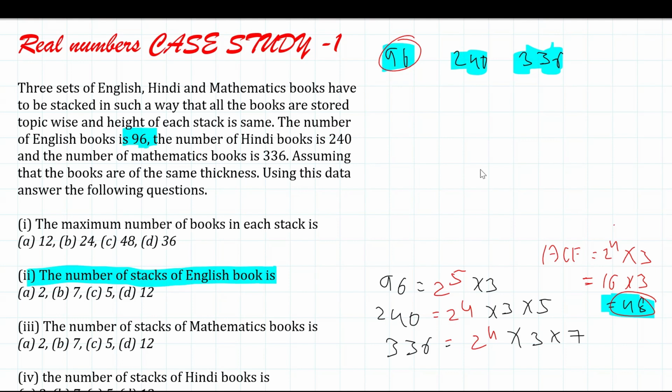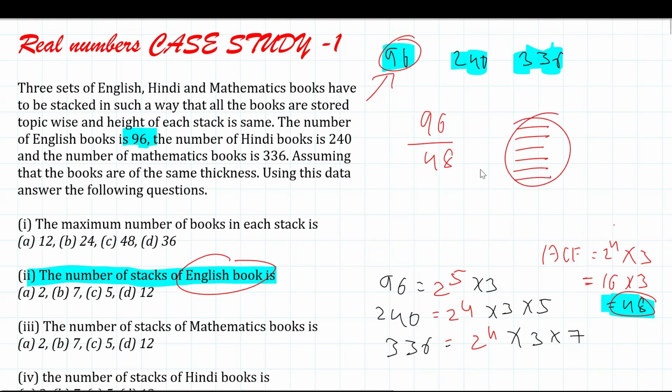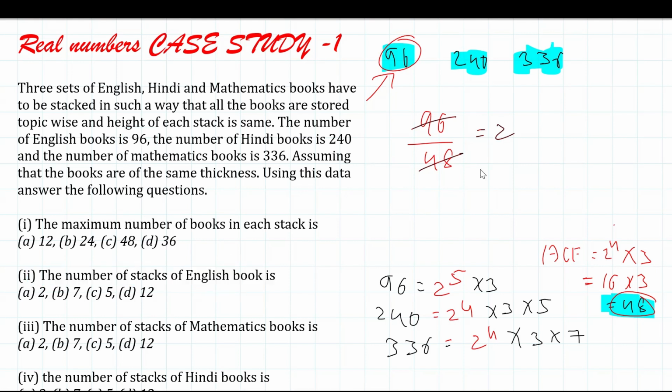So can we say that the number of stacks of English books will be 96 divided by 48. One more time, we have a total of 96 books, and in one stack we are keeping how many? 48 books. So the number of stacks will be 96 over 48, that is 2. So we have an answer over here, an option. 2 is the correct answer for this part.